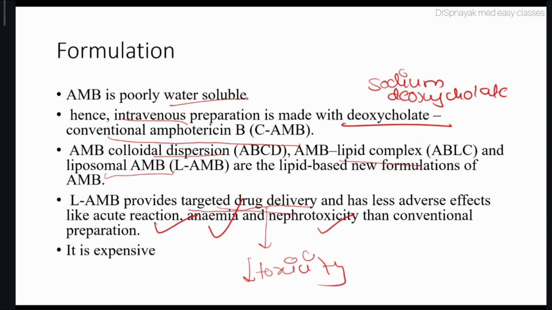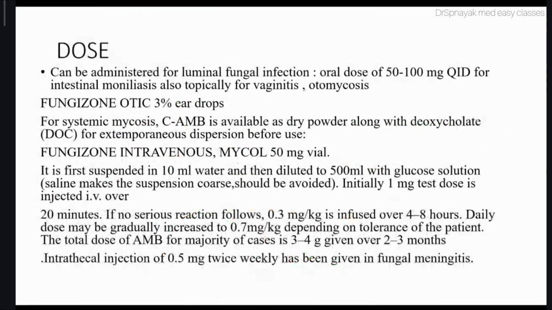So one of the disadvantages of such a preparation is that these targeted drug delivery preparations are very, very expensive, which is also one of the factors that limits the use of amphotericin B as a choice of drug. Coming towards the dose, as discussed, it is mainly available for intravenous use only, for systemic infections, and that too only when an immediate therapeutic response is needed.